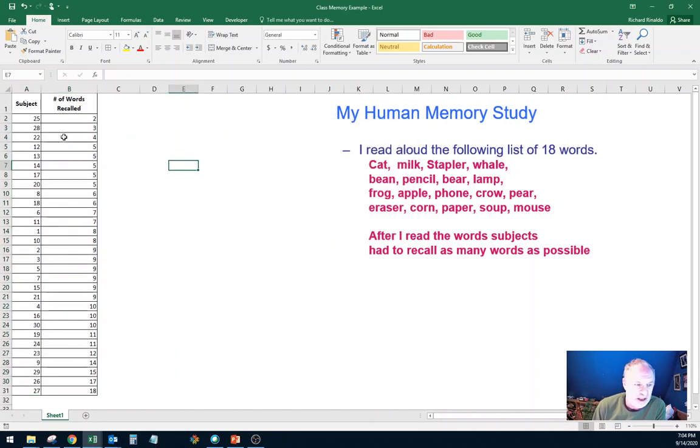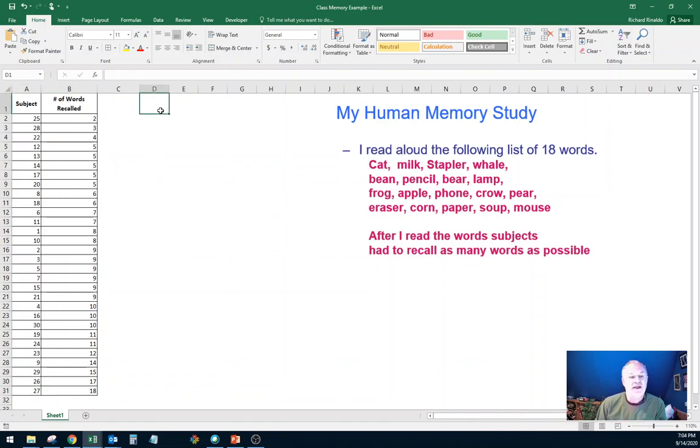Now the subject order is no longer from 1 to 30. Sheet number 25, which represented subject 25, recalled only 2 words. Then subject 28 recalled 3. Now I have the data sorted from the lowest, poorest performance up to the person who performed best, and that was sheet number 27, person 27, who recalled all 18 words.